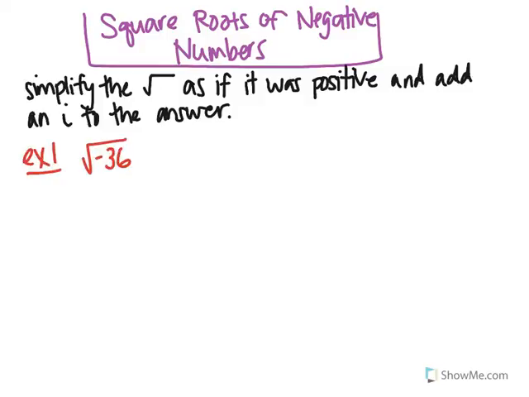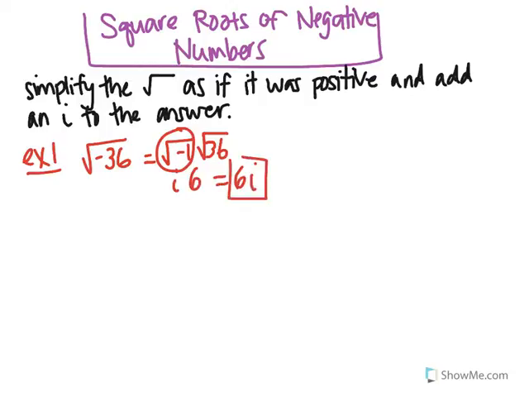Square root of negative 36. Well, what you can do if you want is break it up into the square root of negative 1 times the square root of 36. And you can say, oh yeah, the square root of negative 1 is i, and the square root of 36 is 6. So this is the same thing as 6i. Or you can use the hint that I just told you. You just simplify the root. What's the square root of 36? It's 6. Because it's negative, tack on the i to it.